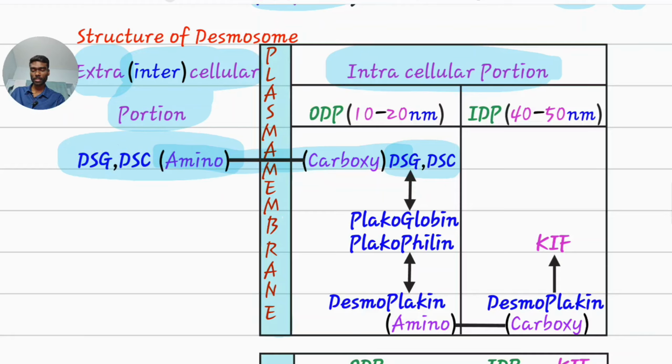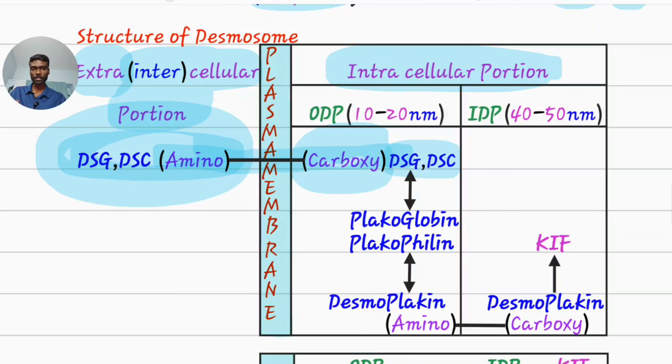If this bridge is broken in this portion, connection between two keratinocytes will be lost. That is nothing but acantholysis. Now clear, first family is transmembrane protein which crosses the membrane, and that crossed portion which is outside the cell is amino terminus of both desmogleins and desmocollins. Inside the cell is carboxy terminus.